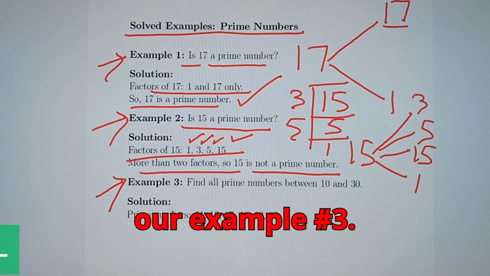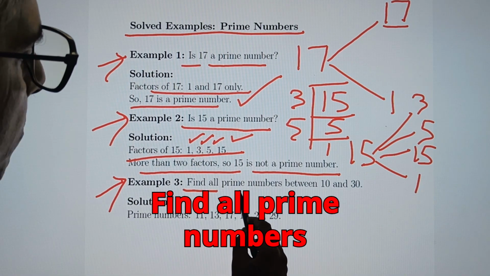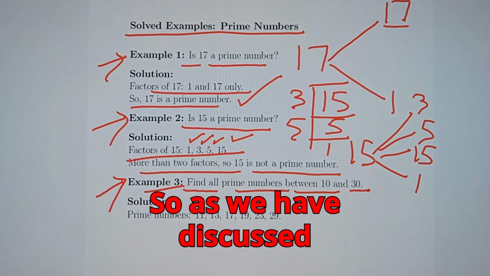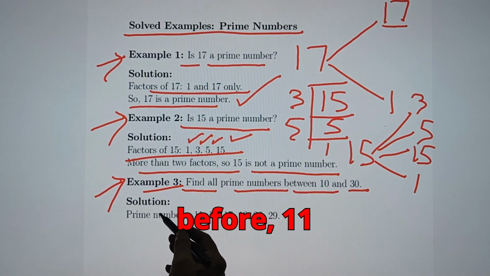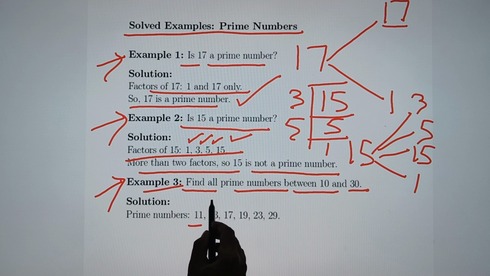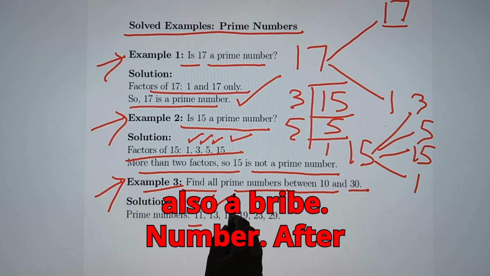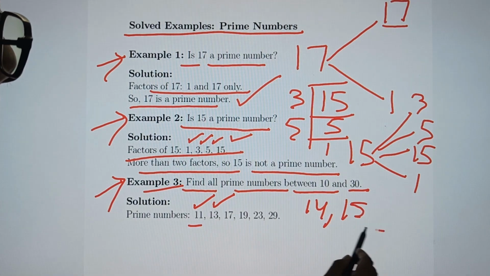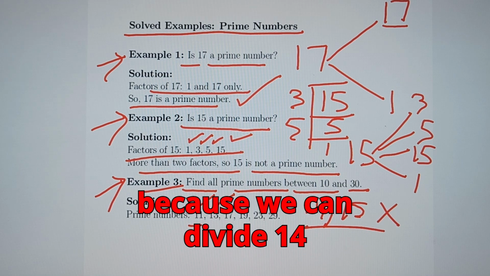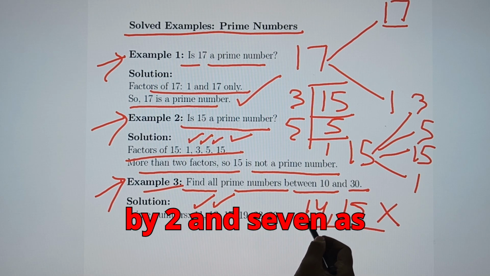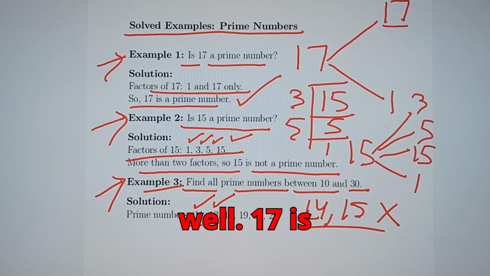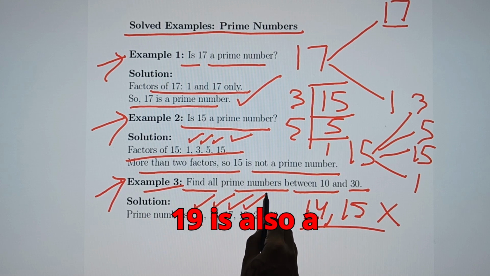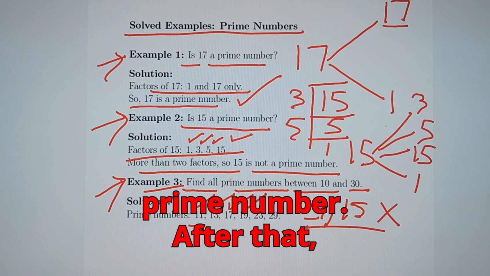This is our example number 3. Find all prime numbers between 10 and 30. As we have discussed before, 11 is a prime number, 13 is also a prime number. After that 14 and 15 are not prime numbers because we can divide 14 by 2 and 7 as well. 17 is a prime number. Then 19 is also a prime number.